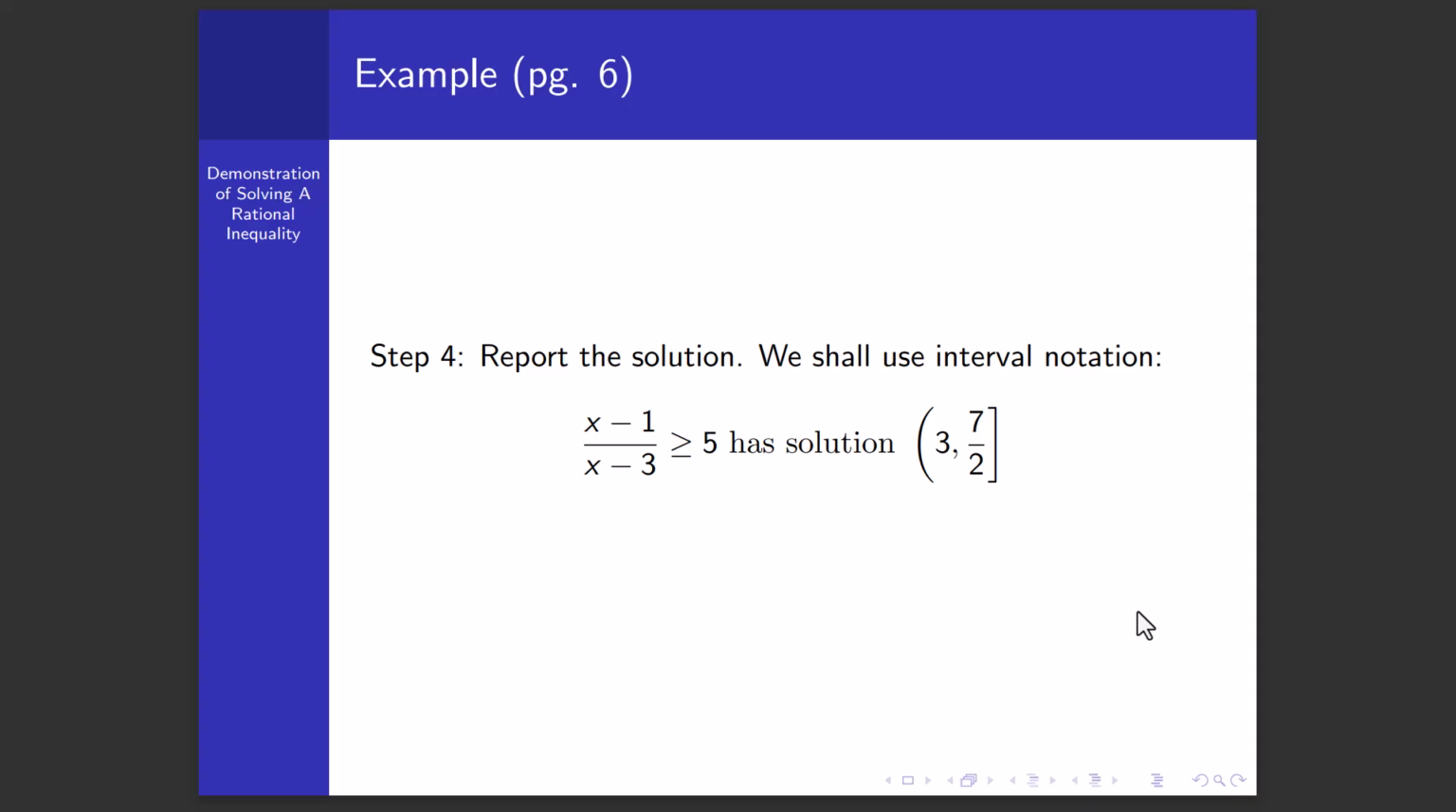7 halves is where y equals 5 and y equals the rational expression x minus 1 over x minus 3 actually intersect. And that is included because the inequality has a bar underneath it. It is not strict, which means I am allowed to include intersection points. So 7 halves is allowed in the answer.